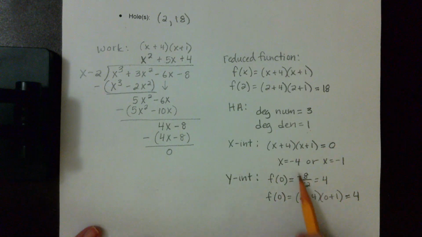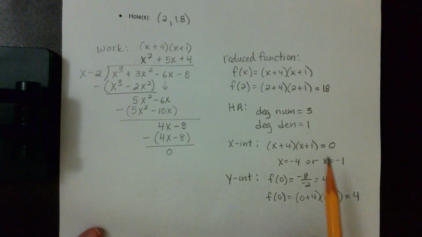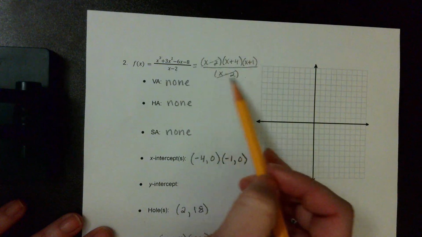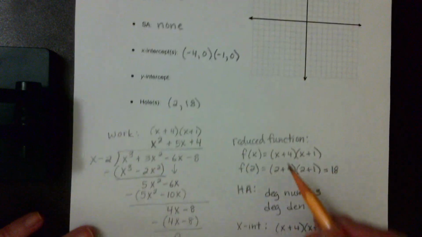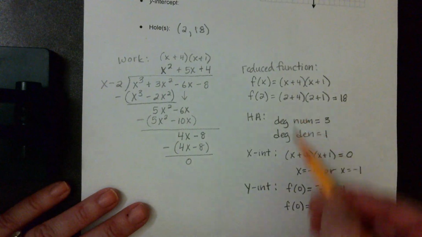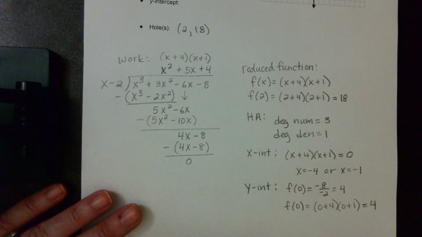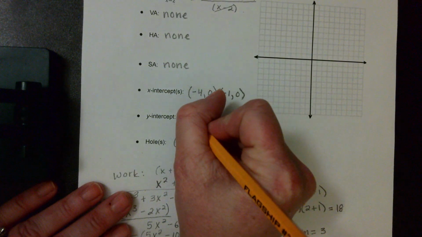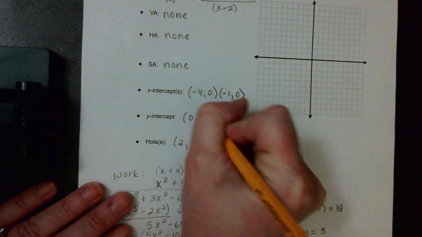Okay, you do not have to do both of these. Same with all of this work. If you can do it as mental math, just looking at your factored function up here, you do not have to write all of this out. However, I cannot give you partial credit if I'm not seeing your thought process. Okay, so we just found that our y-intercept was 0, 4.